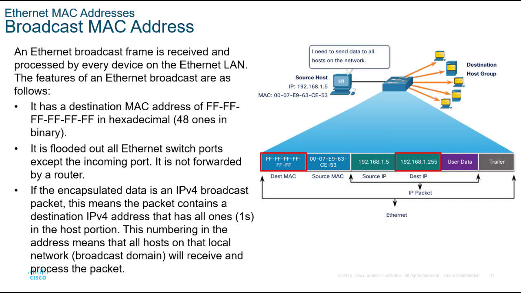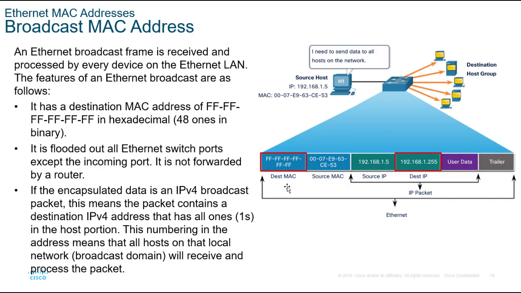When a frame needs to be sent to and processed by every device on the Ethernet LAN, that is called a broadcast frame. The source MAC address of a broadcast frame will be the unique unicast source address of the sender, but instead of a unique unicast destination address, the broadcast frame will have a destination MAC address of all Fs in hexadecimal, which equates to 48 ones in binary.